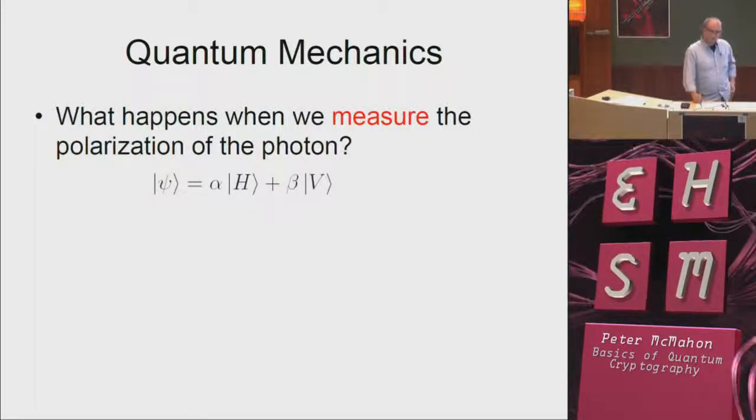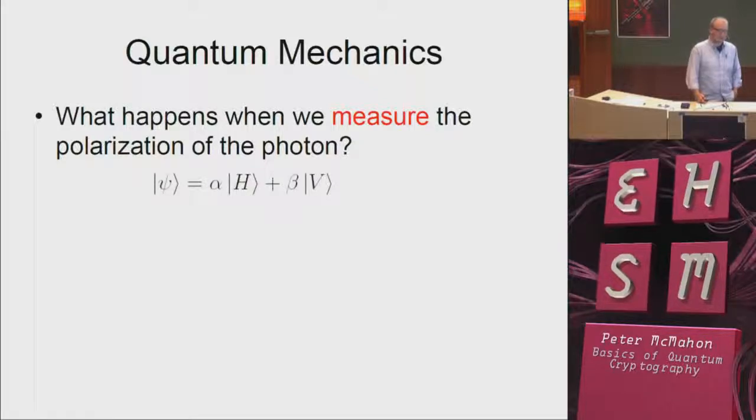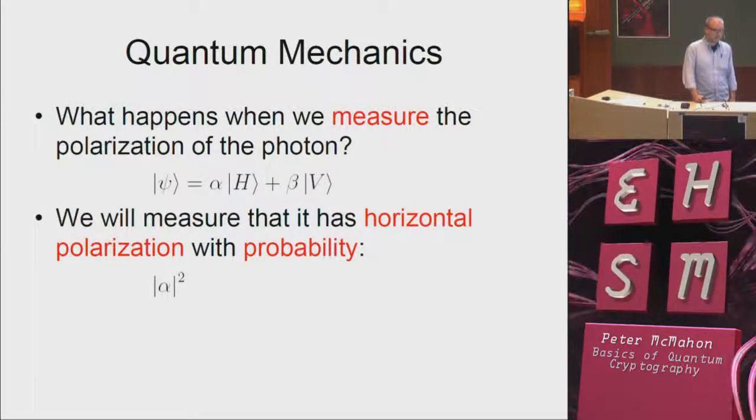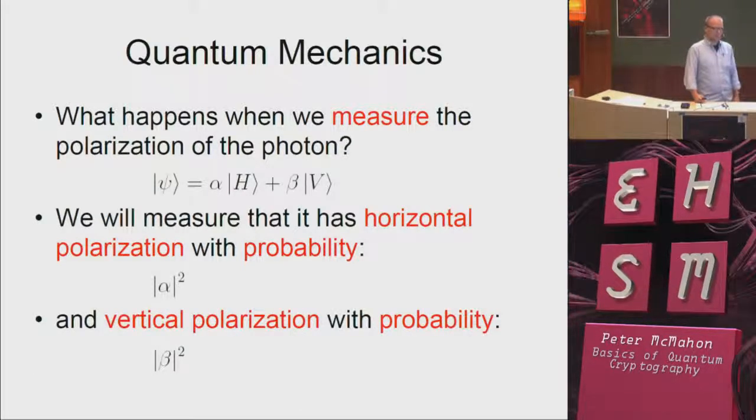So let's suppose that we have a photon in some state that's an arbitrary superposition with these complex coefficients alpha and beta. And let's suppose we measure the polarization of the photon. So we're going to ask the photon the question, what is your polarization, H or V? So what will happen in this measurement is that you will get an answer that it is horizontally polarized with probability alpha squared, and you'll get the answer that it's vertically polarized with probability beta squared.